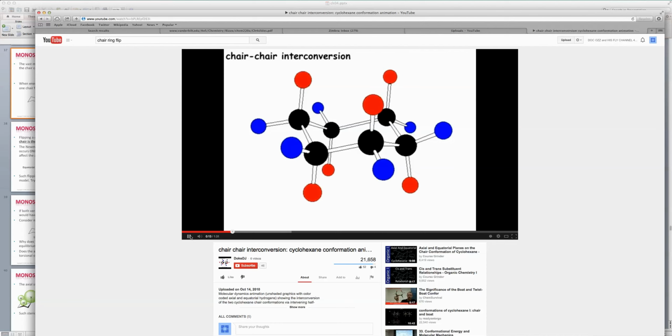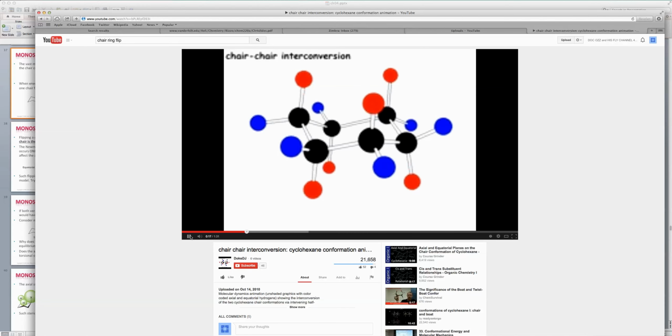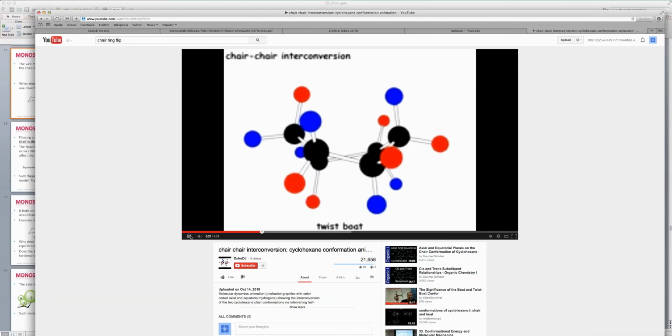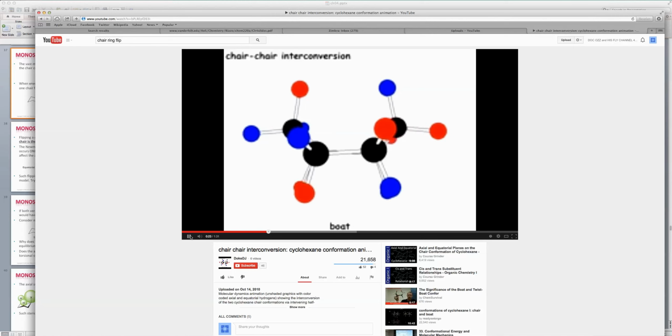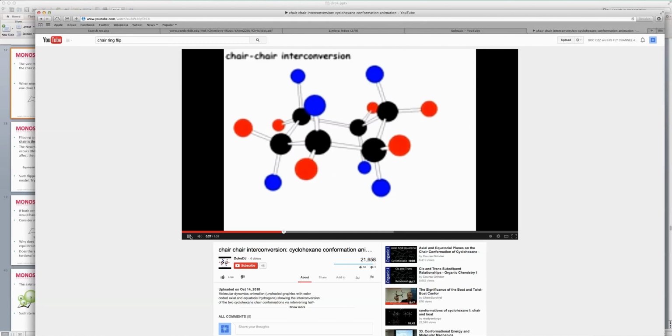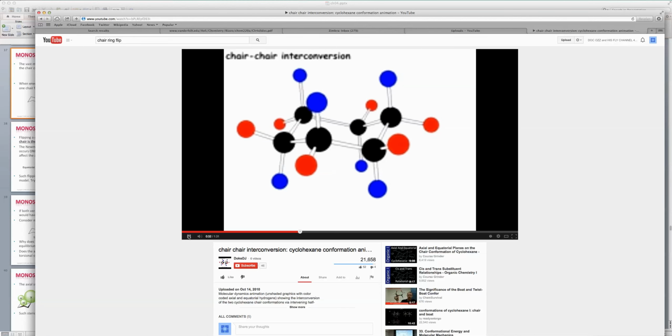Of course, if we allow more energy to be input into the system, we're going to find that we get the original structure back. Half chair, twist boat, full boat, other twist boat, other half chair, and the other chair conformation. And the axials are now once again blue and the equatorials are once again red.